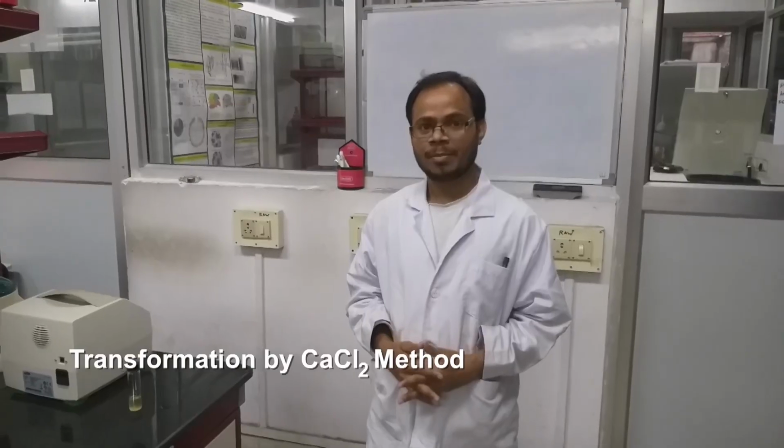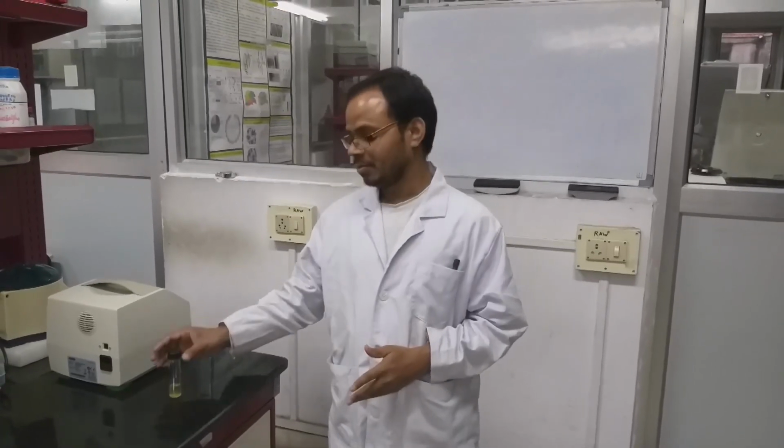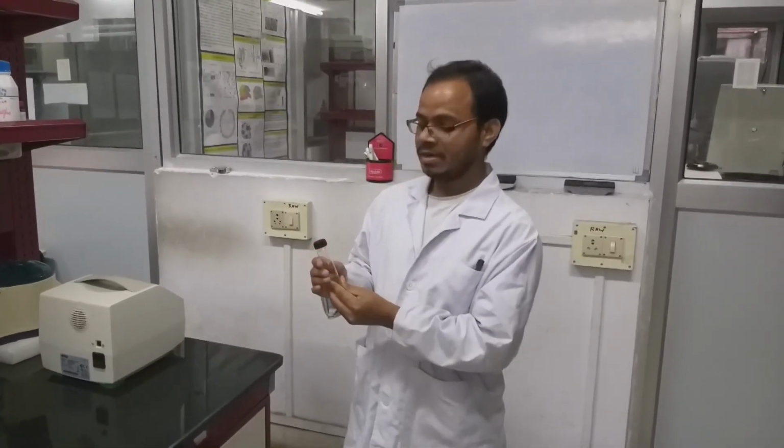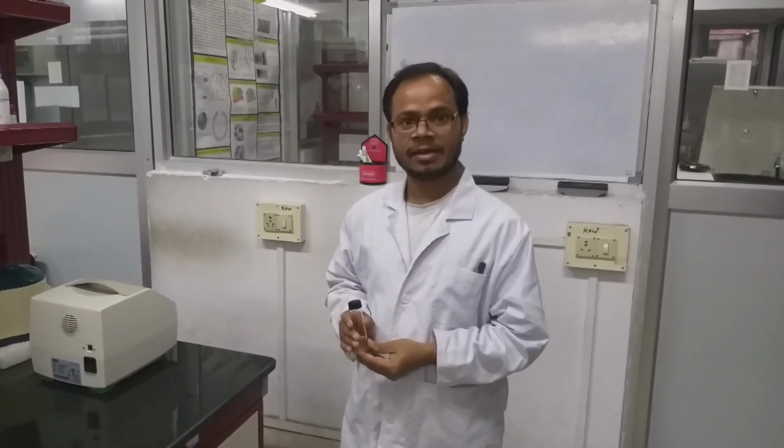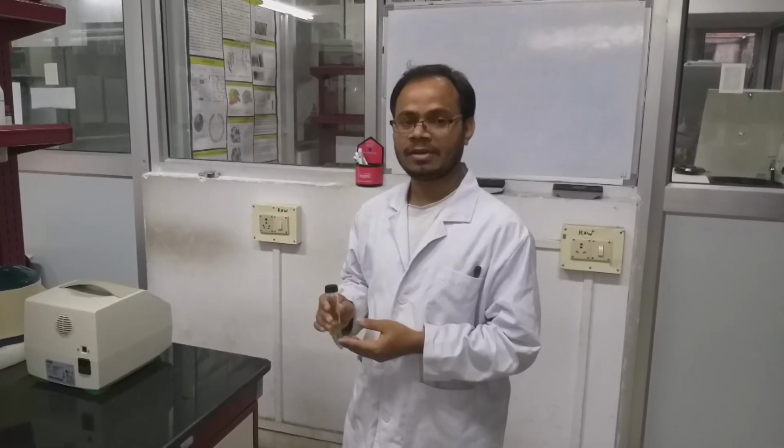Hello everyone, in this video we will show you how to prepare competent cells and transform the plasmid and plate the cells. So let's start the procedure. Before preparing the competent cells, we need some inoculum. This is the DH5 alpha inoculum. I am going to inoculate in a new vial for competent cells preparation. So I will show you how to inoculate.